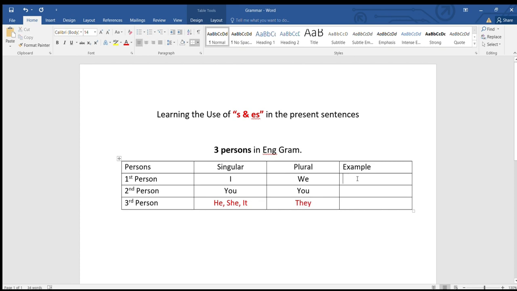Okay, now we are going to make some sentences. So I would first make the sentence for first person singular. I teach. All right.